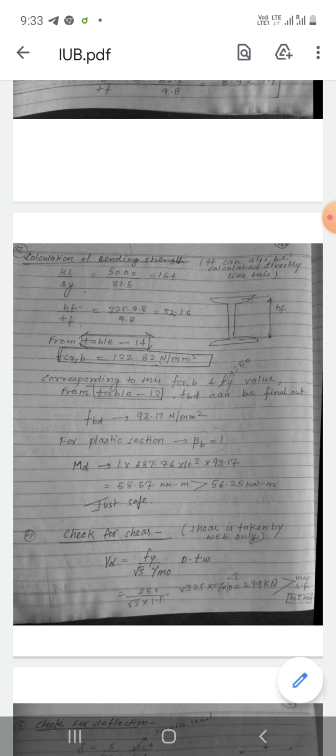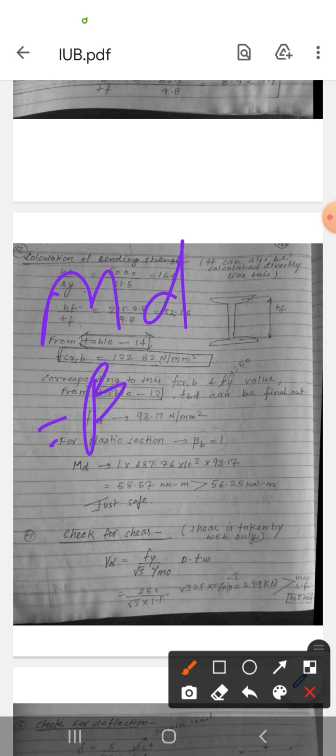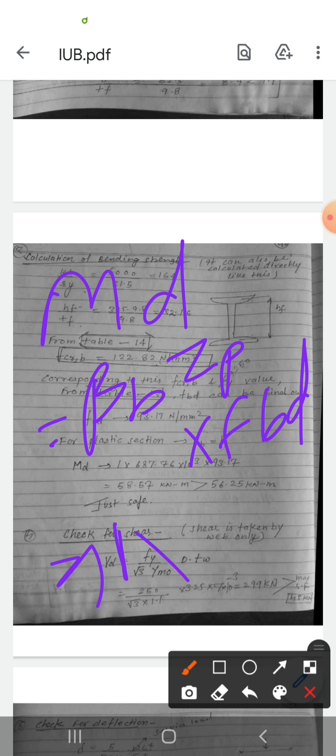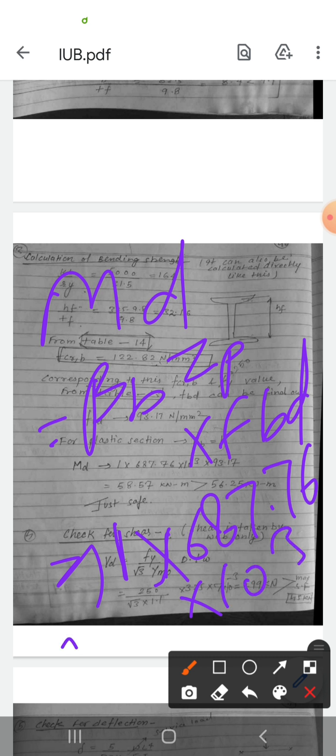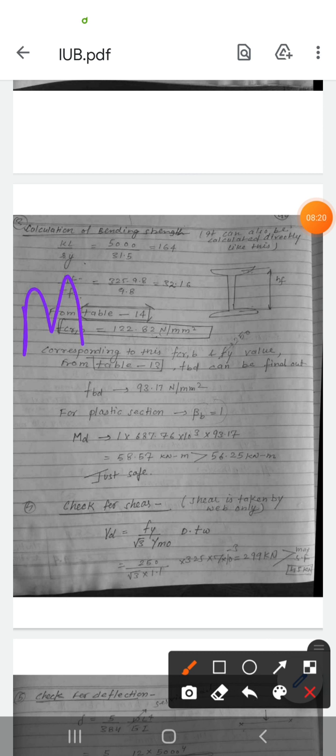Now using this fbd value, we can calculate the design bending strength, that is Md, which is beta b Zp into fbd. So beta b will be 1 for a plastic section. Zp we have written already, 687.76 into 10 to the power 3. Now fbd we have calculated as 93.17. So after multiplying all these values, we will get Md as 58.57.